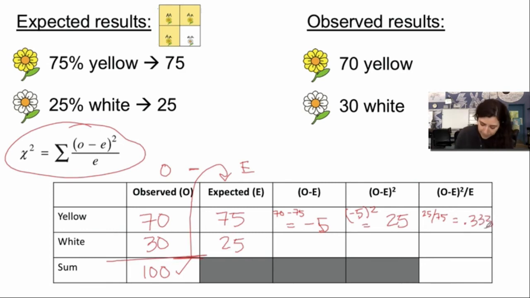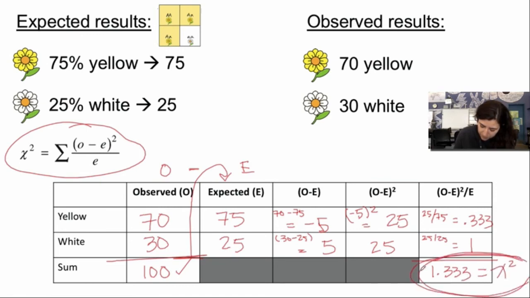Okay, now we'll do the same for the white. So O minus E is 30 minus 25, so that's going to equal 5, and then we square it, 25, and then O minus E squared divided by E, 25 over 25, so that gives us 1. And then finally down here we're going to take the sum, so we're going to add them together, 1.333, and that equals our chi-squared value. There we go. As you can see, it's the exact same as before. It just helps you go through the process step by step so you don't miss anything.